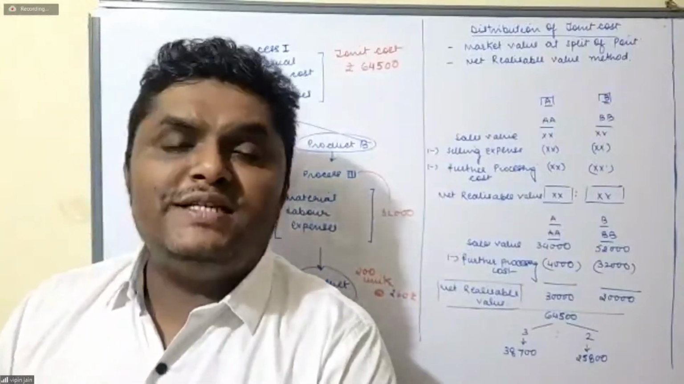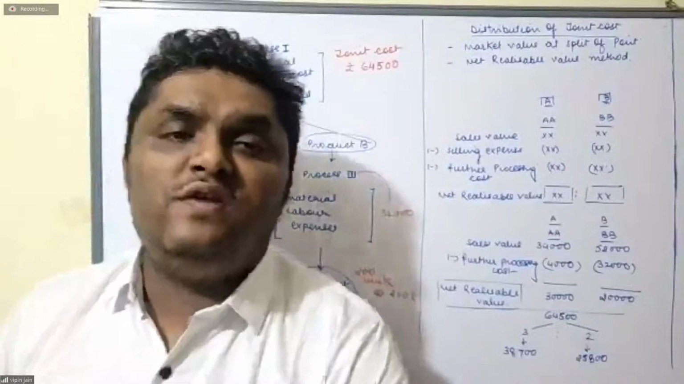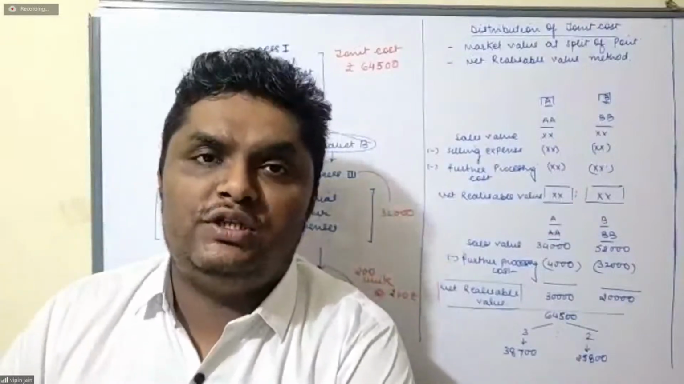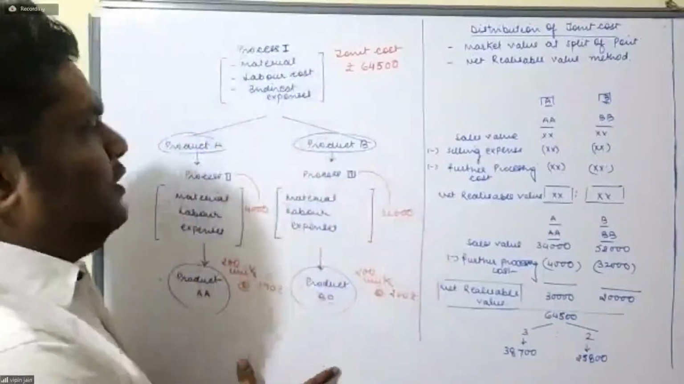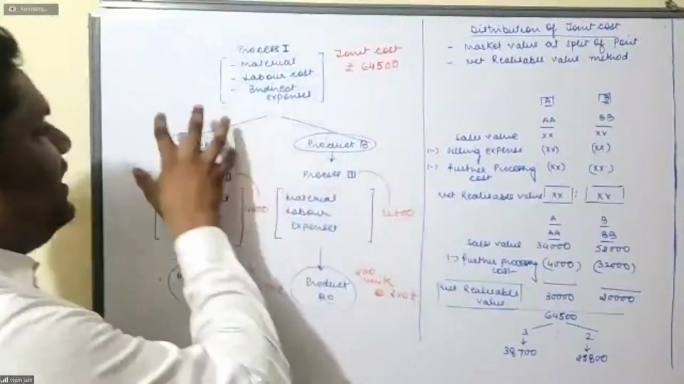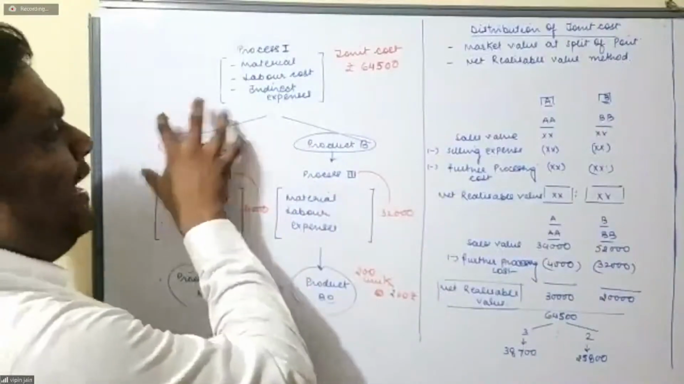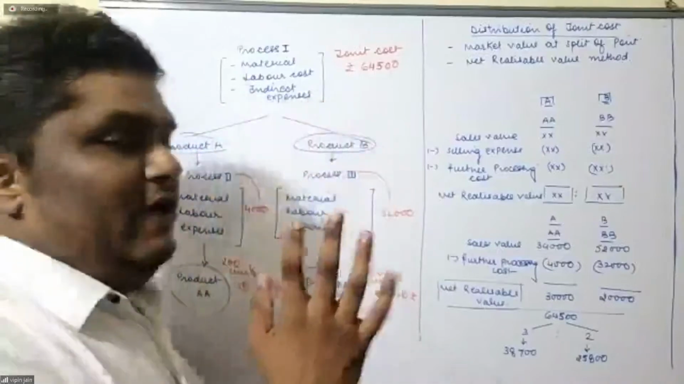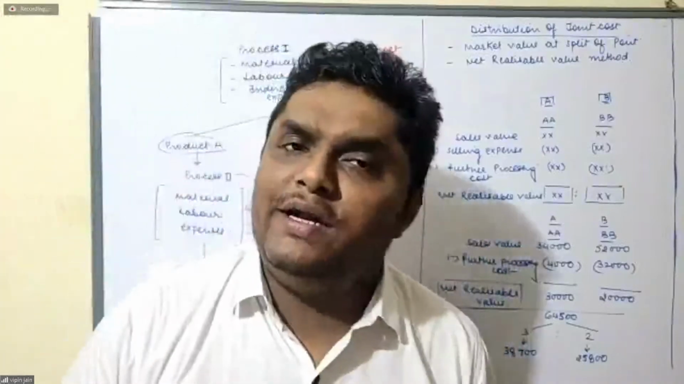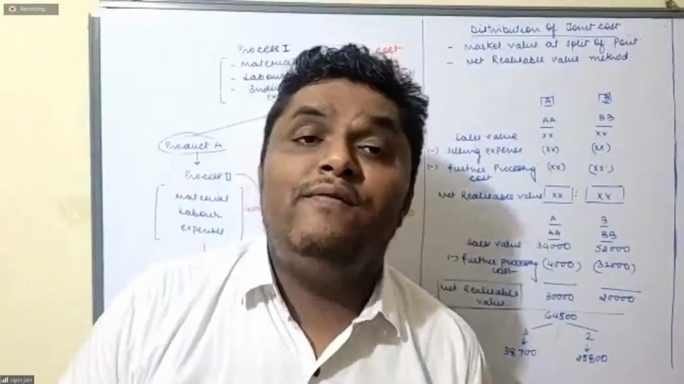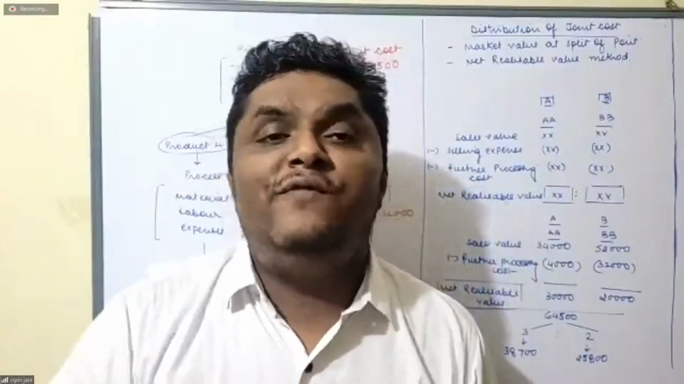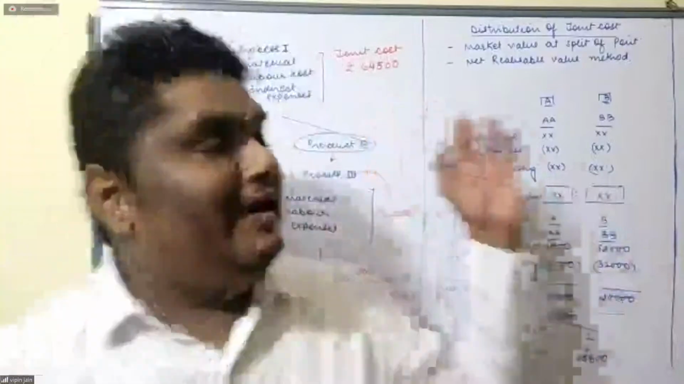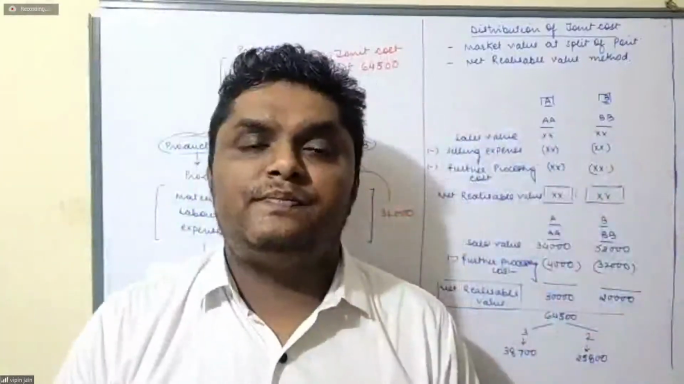Yes, both the approaches are different. These are the various ways of distributing the joint cost. So, the first priority will be given to the market value of these intermediate products, that is product A and B. If in question the market value of product A and B is not given, then what we will do? We'll proceed further for calculating the net realizable value.